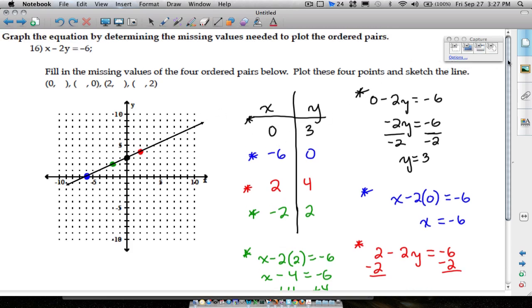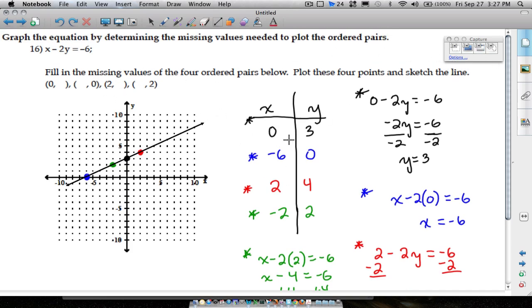So make sure we did everything. We filled in the missing values. We plotted those 4 ordered pairs, and then we sketched the line. So that's what I'll be looking for when I go to check your work on that problem.